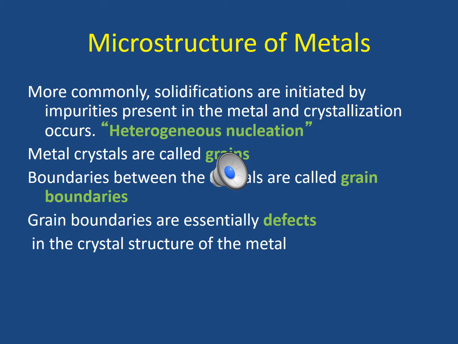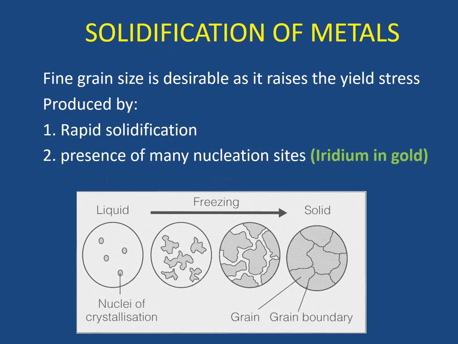Heterogeneous nucleation is when solidification is initiated by impurities present in the metal, and crystallization occurs. Boundaries between the crystals are called grain boundaries. Grain boundaries are essentially defects in the crystal structure of the metal. The process of solidification of a metal is shown in this figure.